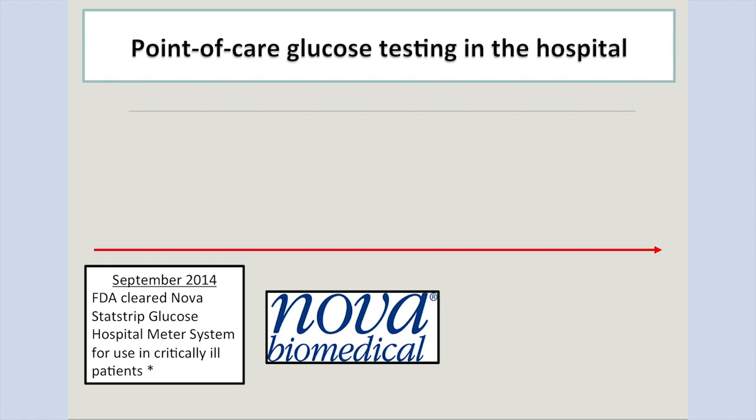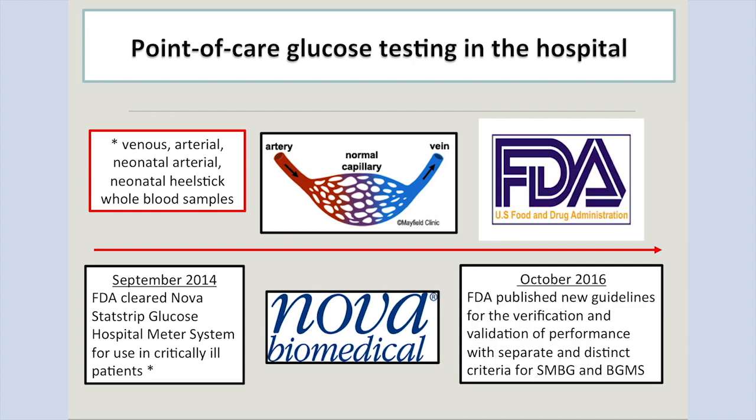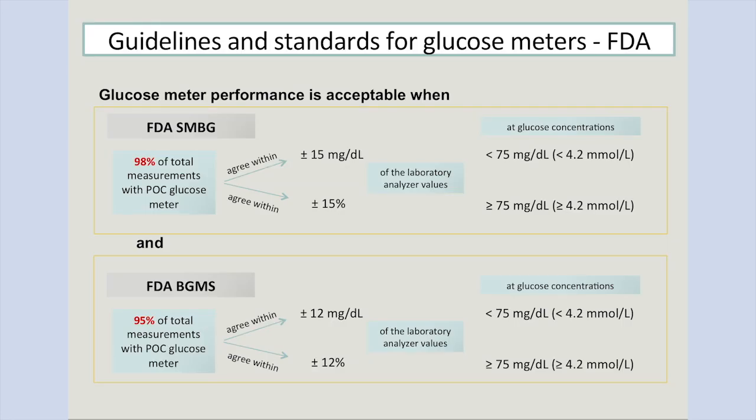In October, just this past year, the FDA has published new guidelines, and Evan is going to talk to you more about that. I just thought I'd put it in that context. And these are looking at the new FDA guidelines, looking at the self-monitoring of blood glucose, but also the blood glucose monitoring systems. And you can see here that the expectations are tighter for the blood glucose monitoring system.